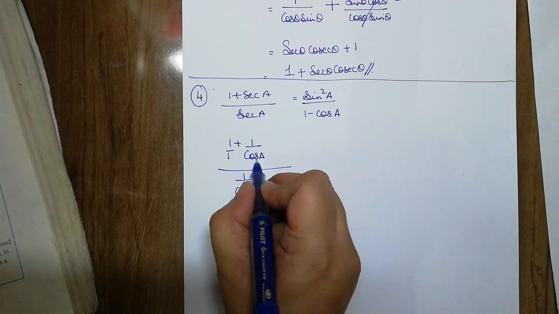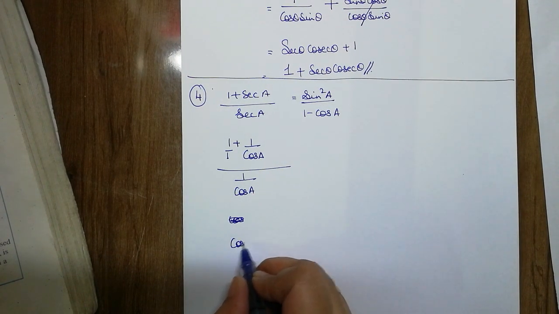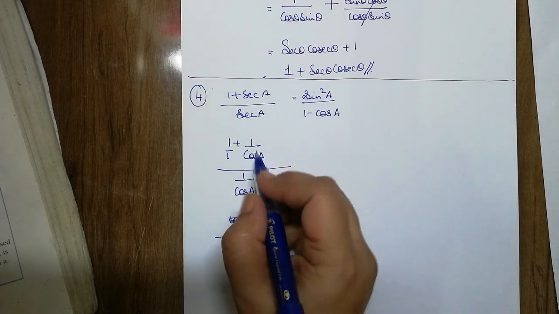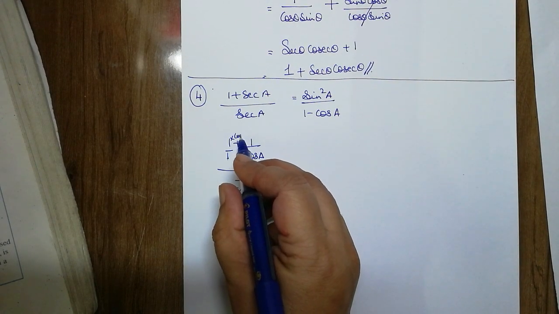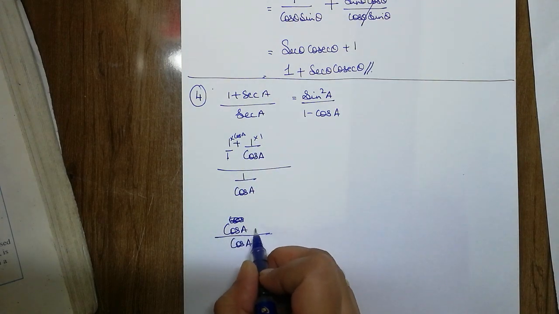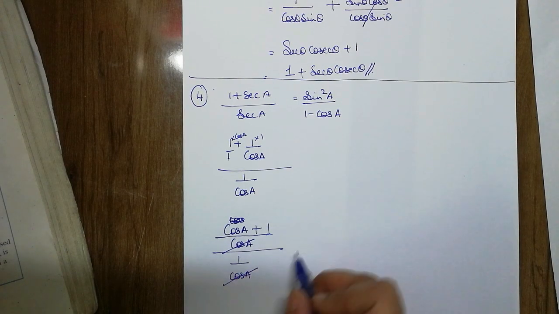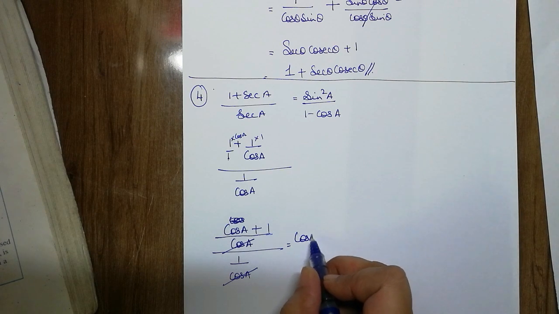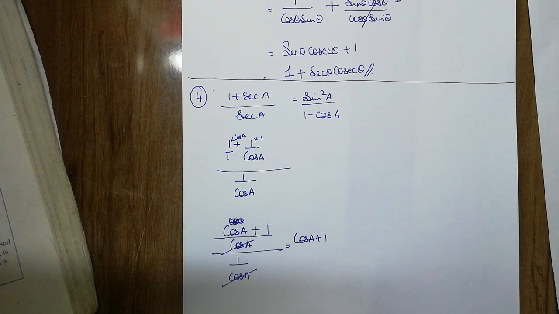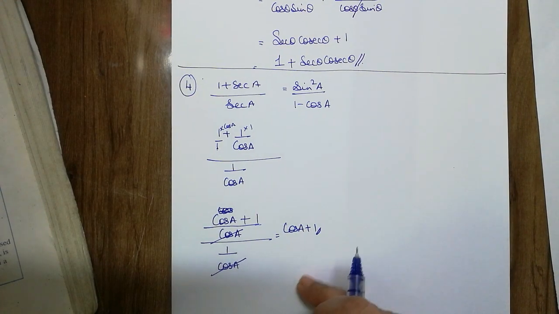Here the numerator LCM will be cos A, so this will be cos A into 1, so this becomes cos A plus 1, denominator as it is. So you can cancel this cos A and cos A, you get cos A plus 1 divided by 1. Here look, after this step we do not have any other way to proceed next.